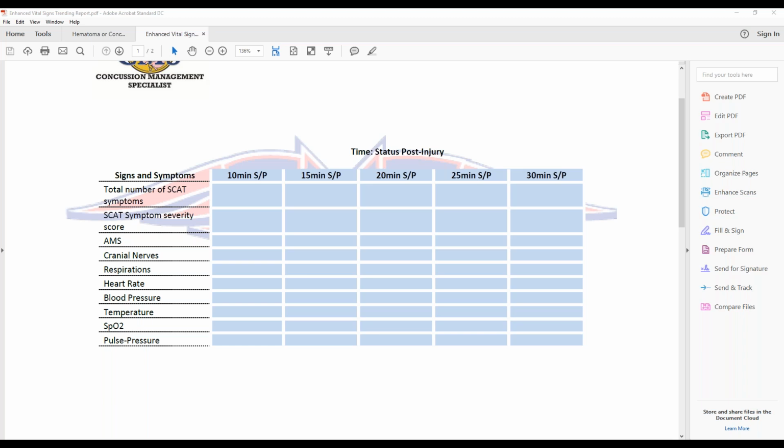The next thing I'm going to do is calculate the symptom severity score from the SCAT, and I'm going to log that symptom severity score. So I'm looking at the number of signs and symptoms as well as the severity of signs and symptoms. I'm looking for altered mental status. So we're going to trend that.